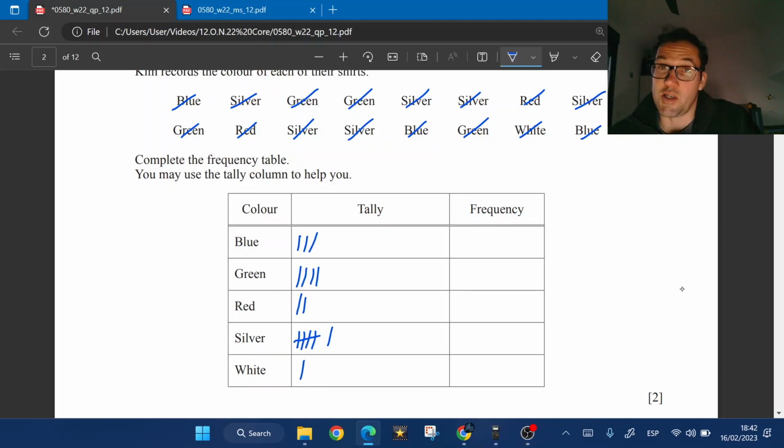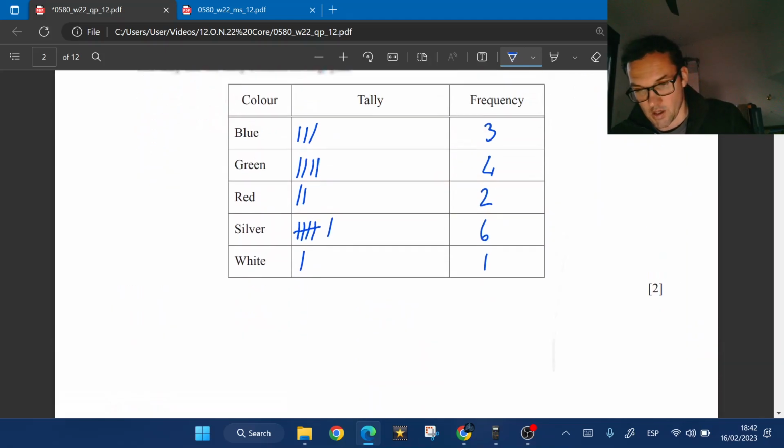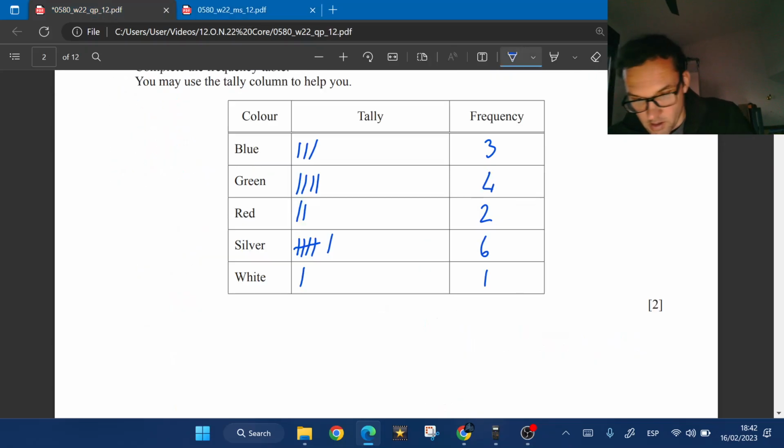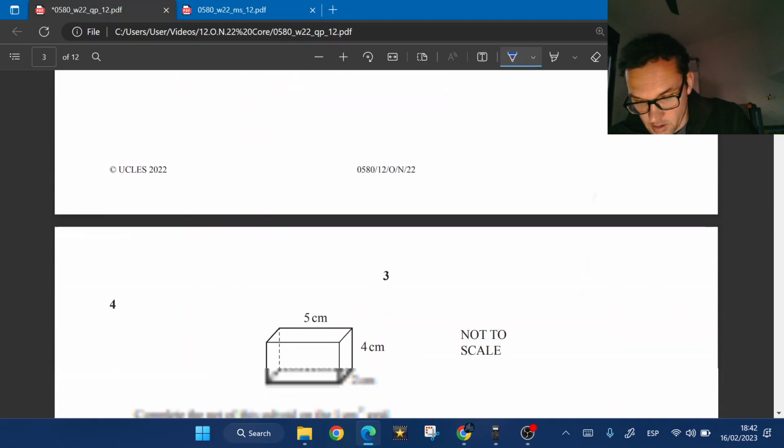And then frequency is just a number. And done. Let's check if it's right. 3, 4, 2, 6, 1. 3, 4, 2, 6, 1. Yes.